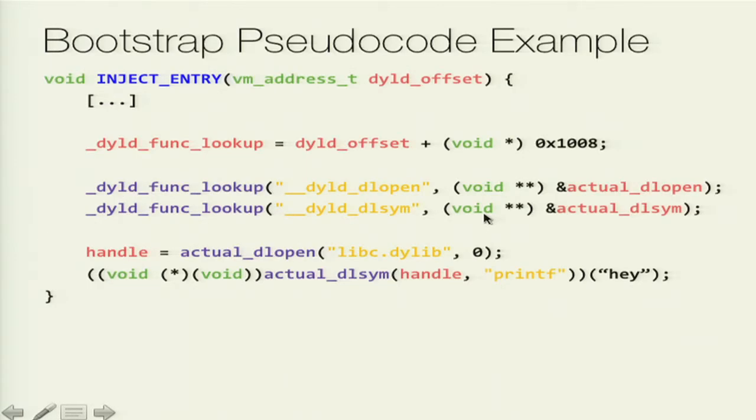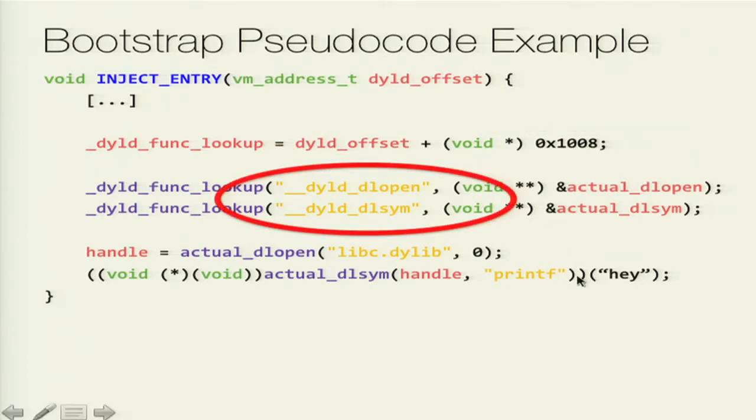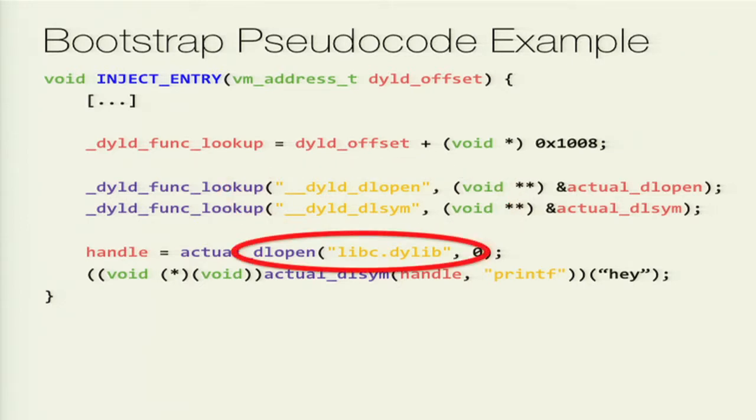So let's take a look at an example. First, we find where the function lookup is. And we just do that by adding a constant. As it turns out, on Mac 10.9, the constant is 0x1008. That's where it's always going to be on that version of the kernel. Once you have that, you want to go find dlopen and dlsym. Now these two are essentially the only things we actually need to link against something. And so what this will do is it'll give us a pointer in memory to where that is for our process. Once we have that, we actually call the dlopen that we just got with libc.